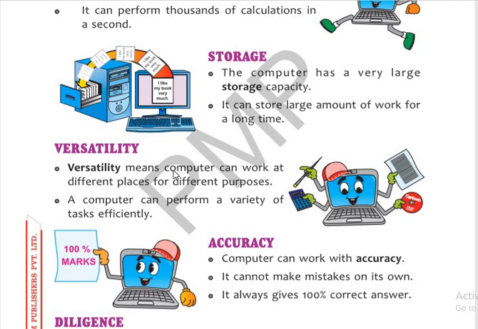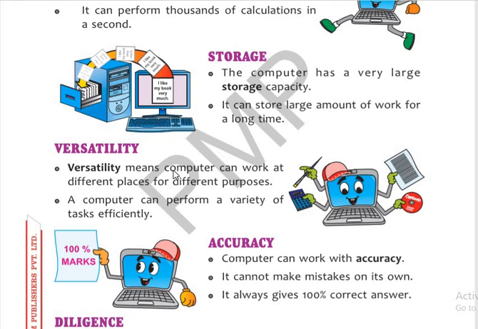So a computer can perform a variety of tasks efficiently, whether it is 2 tasks, 3 tasks, or 4 tasks. Many times we also do the same thing. We keep something downloading, and we are working on the Word document, and in the same way we are listening to music also. We can listen to music and work on Word, and in the background downloading is also continuing. So this is the main and important characteristic: versatility means the computer can work in different places for different purposes, and it can perform a variety of tasks efficiently.